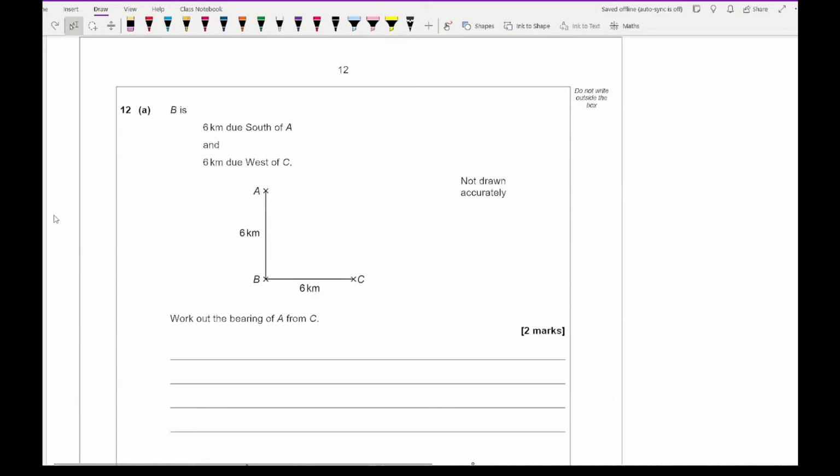Moving on to question 12a, it says B is 6 kilometers due south of A and 6 kilometers due west of C. Work out the bearing of A from C. So with these bearing questions, you always want to try and find out what angle it is you're trying to find. So starting from C, I want to get to A. So the angle I need to find is this angle here, which I'm just going to shade in blue without getting rid of that C.